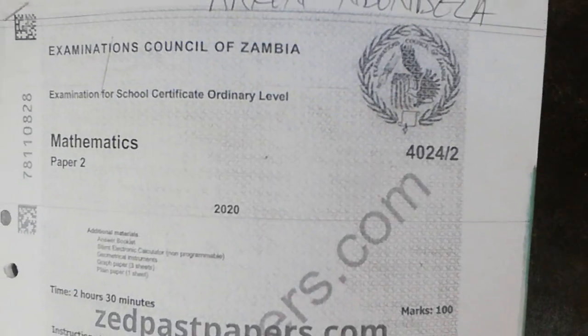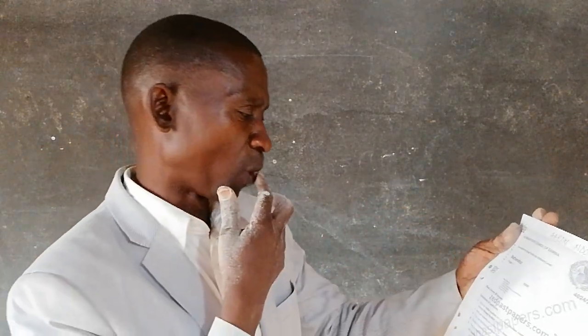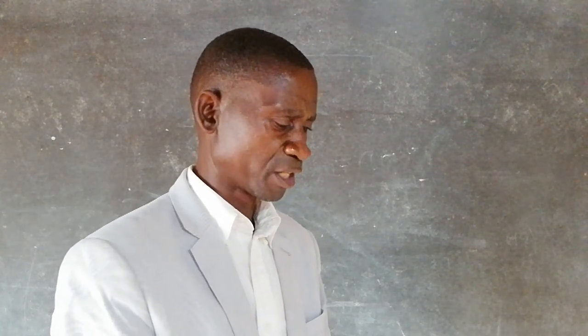So what is in my hand is a paper for grade 12. This is a written examination for School Certificate, ordinary level, which is the paper for grade 12, mathematics paper 2, year 2020. This is a Zambian paper. It is a soft copy downloaded from zpastpaper.com. So from this paper, I want to extract one question which was examined under geometric progression.